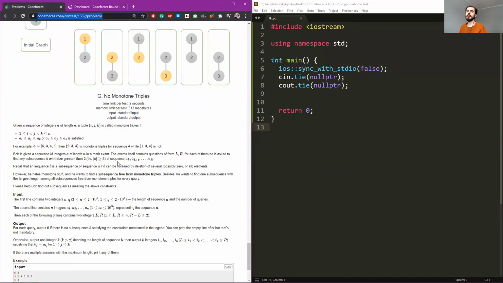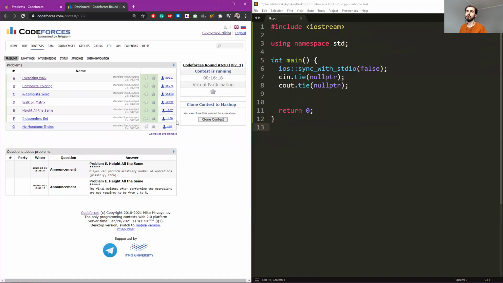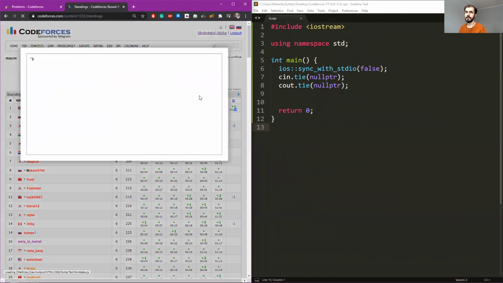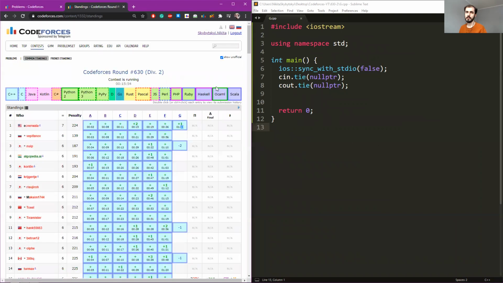I only have one problem left, which does not look particularly solvable, you know? Okay, even F already has like 120 people. I understand that it's div2, but still. Yeah, only a while. Finish the contest.